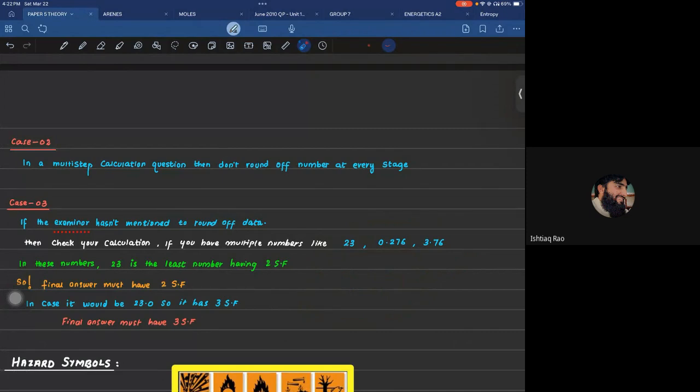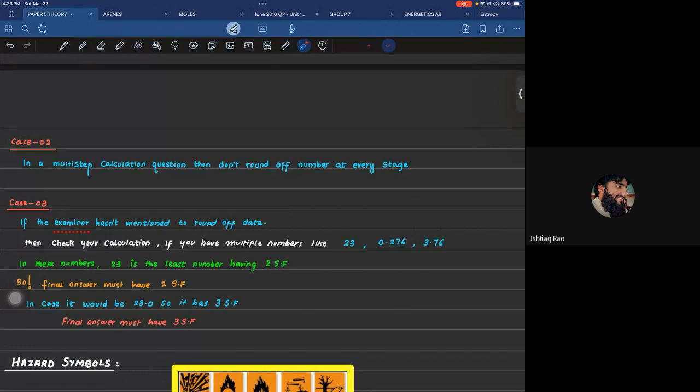So what do we do now? We have to convert the final answer into two significant figures. That's the rule. Because if the examiner has mentioned to write the answer in three significant figures, or four significant figures, we do that. But if he hasn't mentioned it, you have to think at that time about how many numbers you are given.